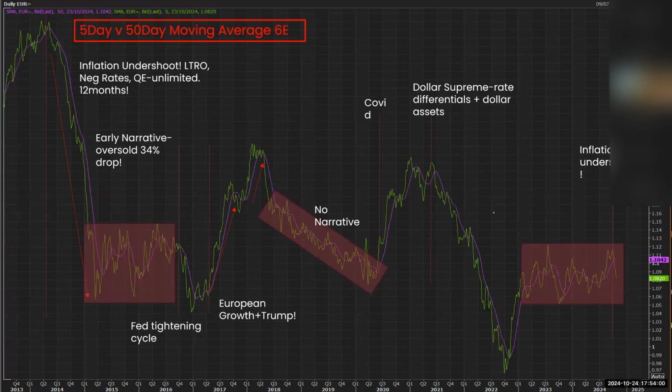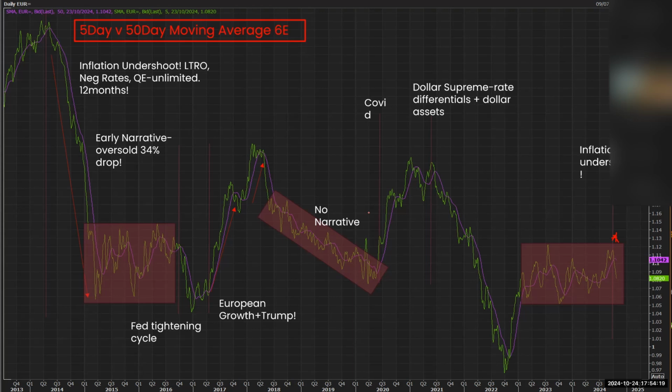Okay, finally, one more market. Euro dollar. Okay, this is a fantastic market. It's a market that I think actually has started a brand new narrative as of 2 weeks ago. And that narrative is ultimately an ECB central bank that's behind the curve, that's going to have to cut below neutral and cut back towards negative interest rates.